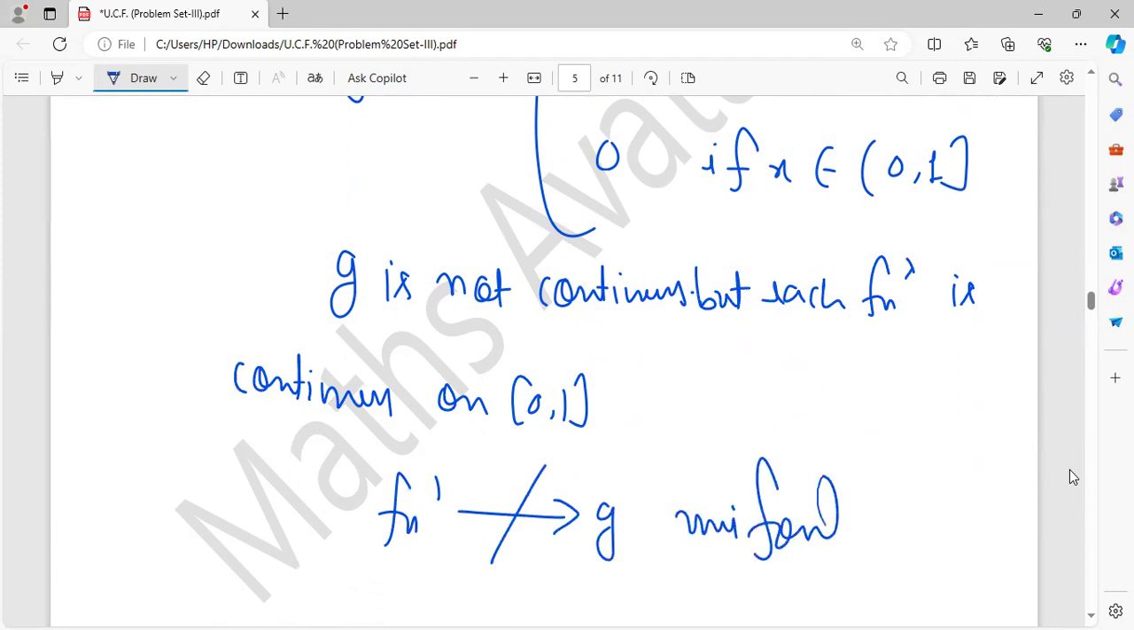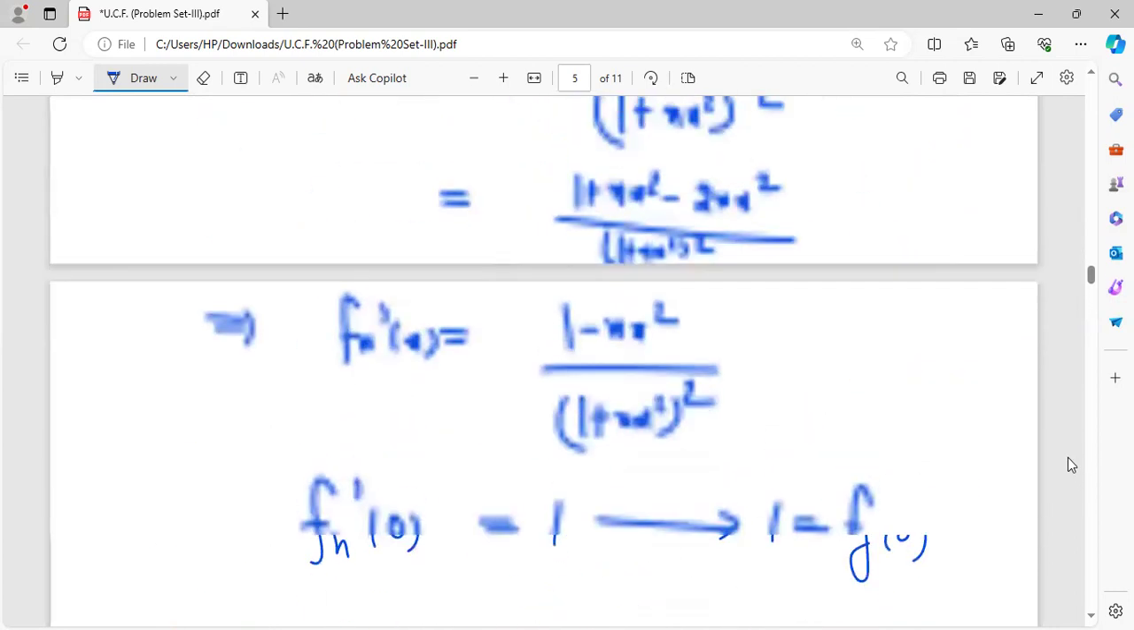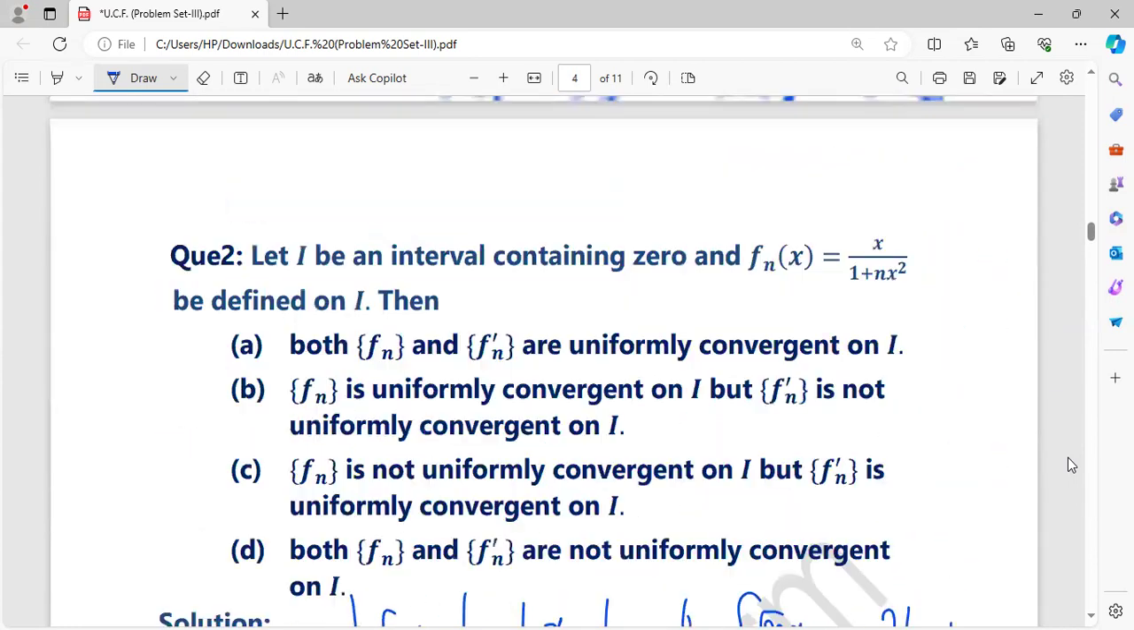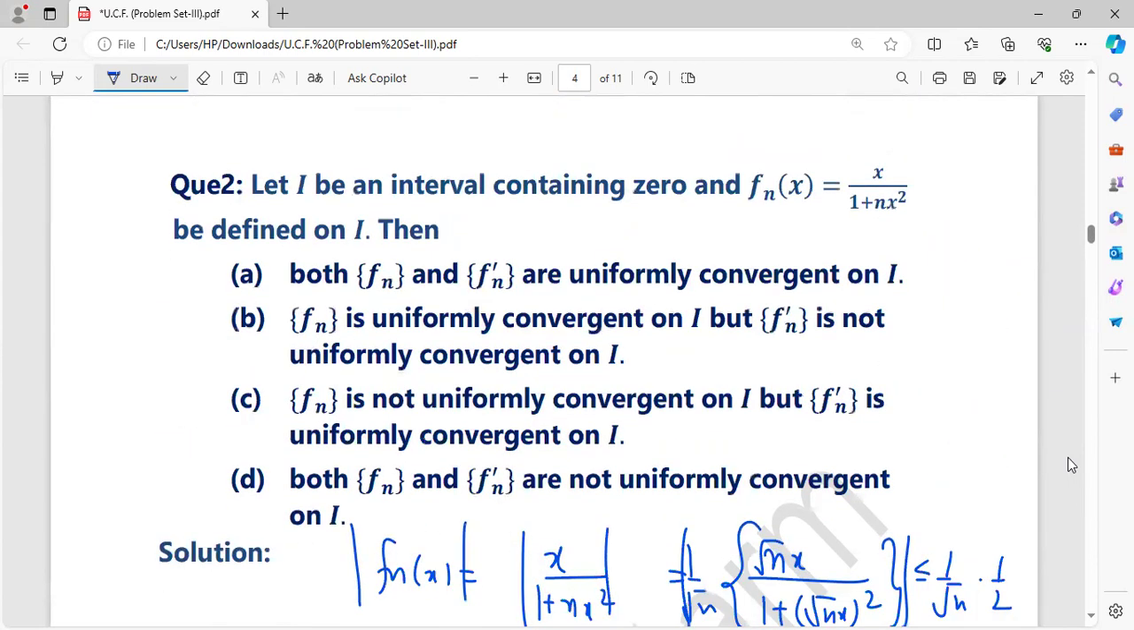So which option is correct? Let's see. The first option is not correct. Second option: Fn is uniformly convergent, but the derivative is not uniformly convergent. So the second option is correct. The third option is not correct because Fn is uniformly convergent. Both are not uniformly convergent, that is also not correct because Fn is uniformly convergent.